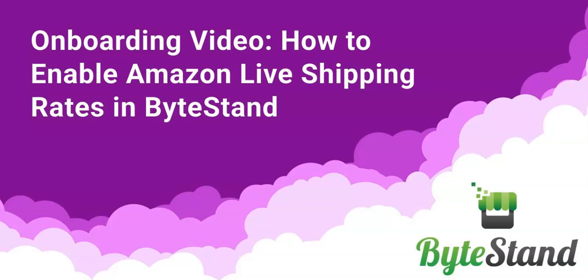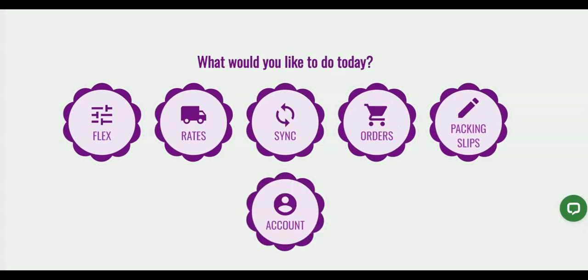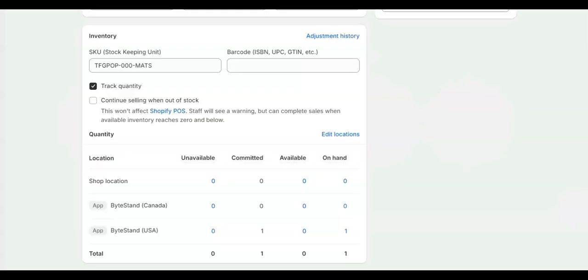In this video, we will go over a basic Flex setup and create your live Amazon shipping rates. This is a two-step process which is completed within the app and inside of Shopify. Let's get started with the Flex button. Flex gives a store the ability to assign multiple locations to products in Shopify.